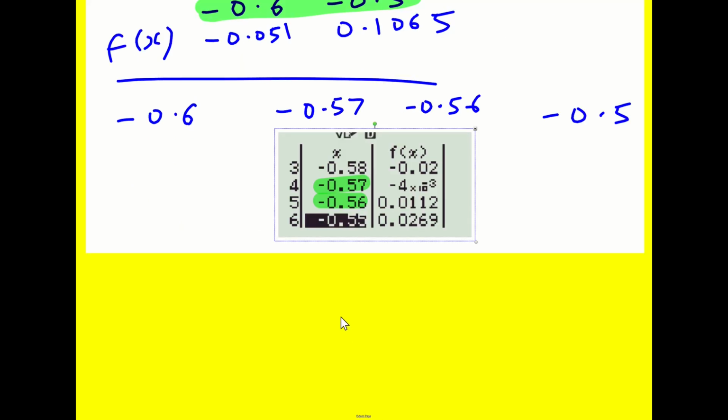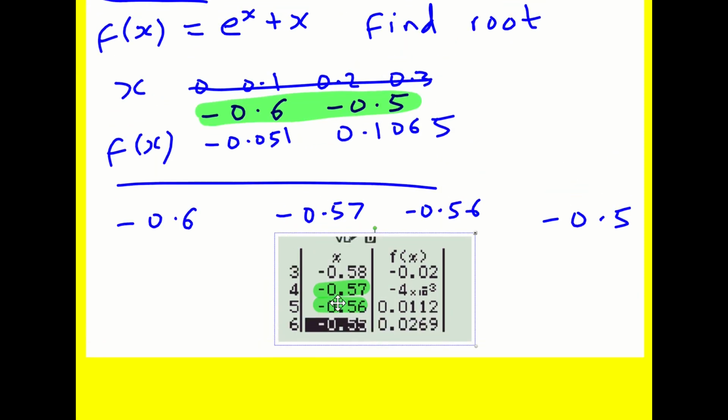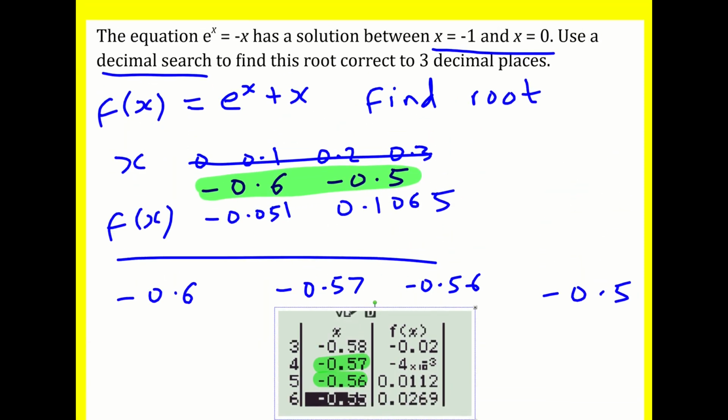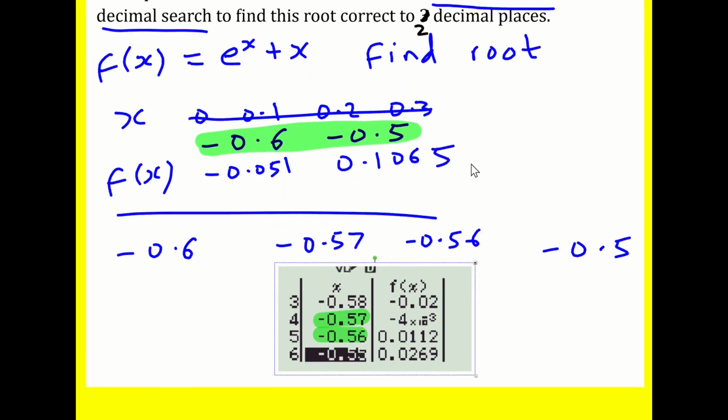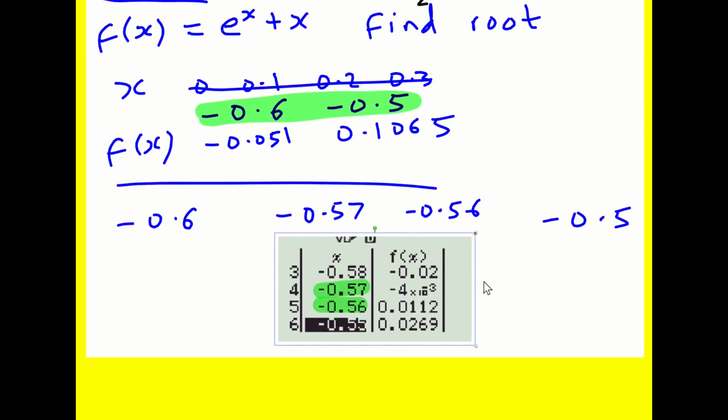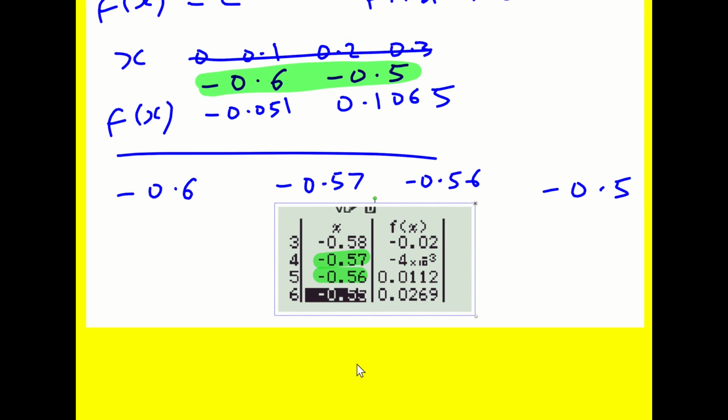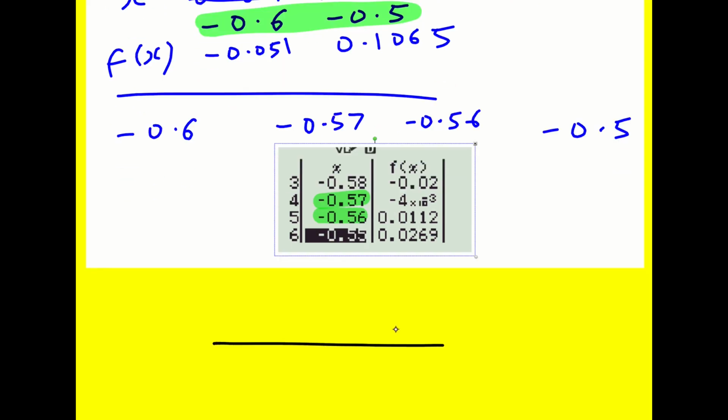I wanted to correct to 3 decimal places. Do you know what? I think I'm going to change the question. No, you've got the idea now. There's just no need to carry on. 2 decimal places. I suppose the question is, is it nearer to minus 0.57 or minus 0.56? And I think that's just where the final bit's going to come in.